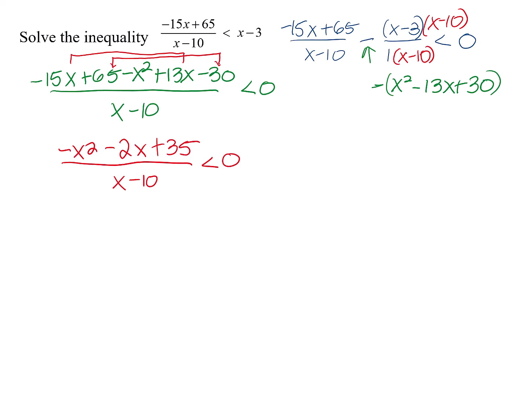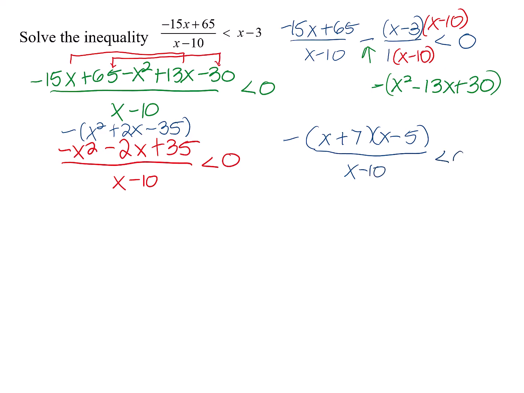Now, in order to do that, I'm going to factor the negative out in front, because when I factor quadratics, I like the quadratic term positive: x squared plus 2x minus 35. So I'm going to factor that, with the negative out in front, and then I've got my two sets of parentheses, x and x. I have to get a plus 2 in the middle, so that's going to be 7 and 5, and the middle's positive, so the 7 is positive and the 5 is negative, and that's over x minus 10, and that is less than 0.